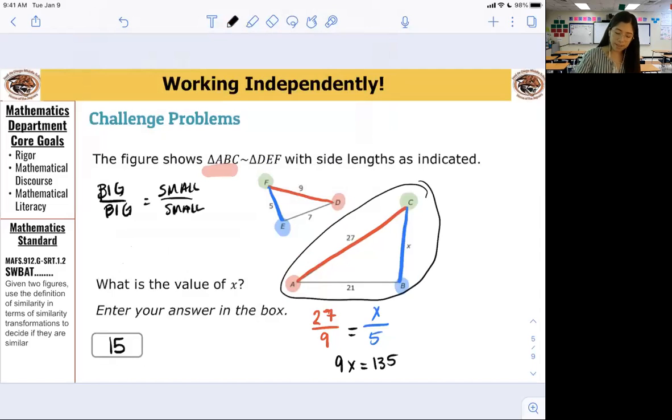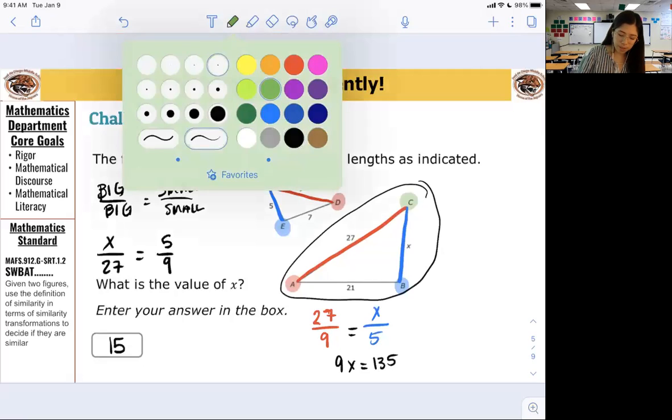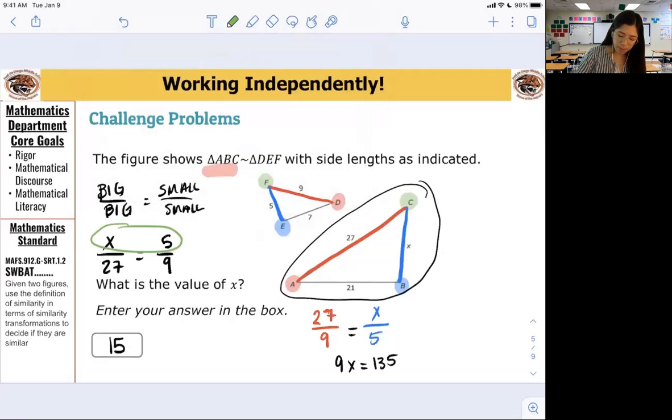So as long as, look what she did. She did x over 27 equals 5 over 9. And what does she have? She did it this way, where these are corresponding, and then the bottom ones are corresponding. So it still worked out.